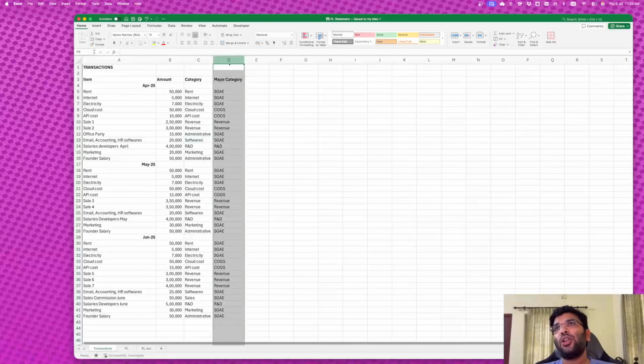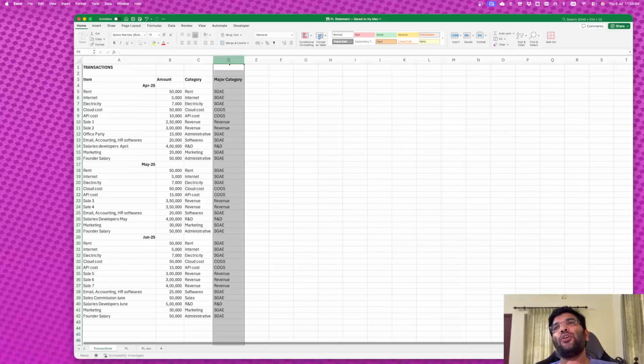The second column is called major categories. The category is more specific. I mean, this is rent, this is internet, etc. Major category is, I mean, this is not a standard accounting practice. I'm explaining it for more of an explainer.